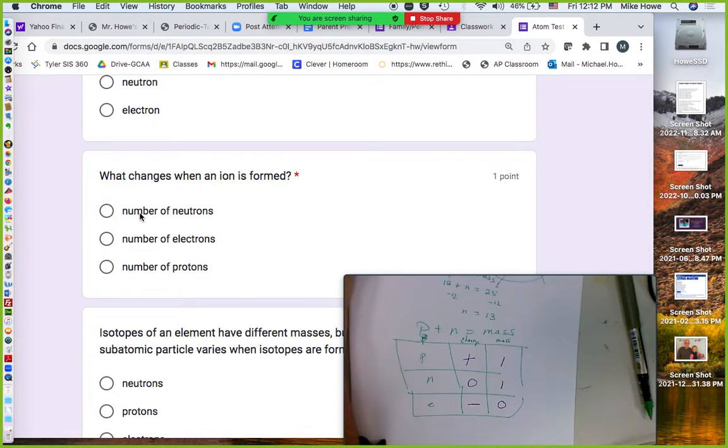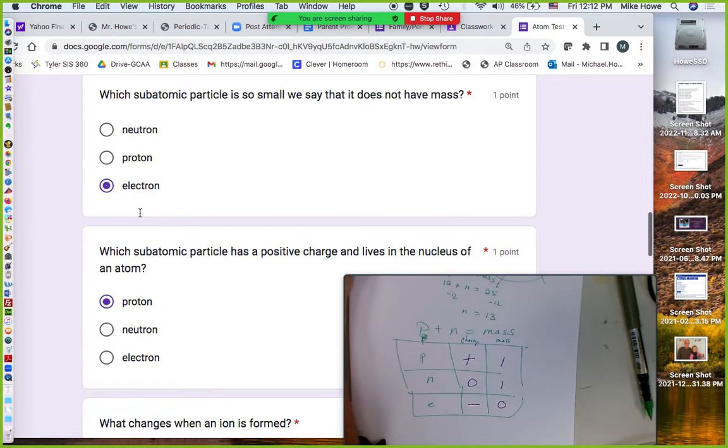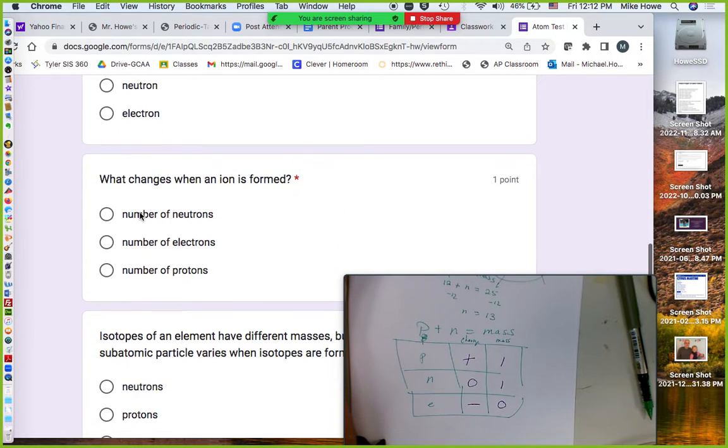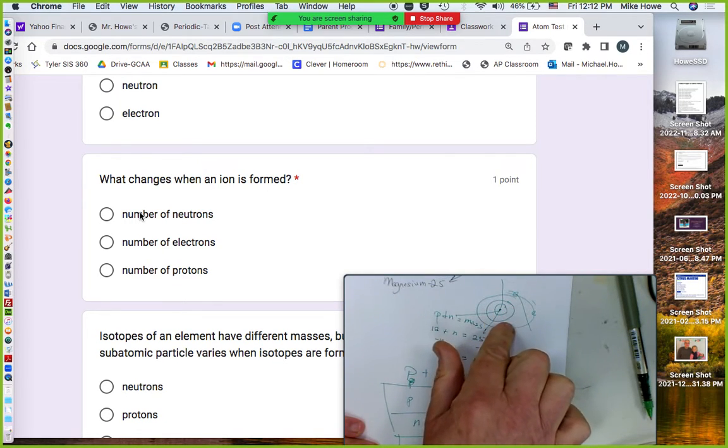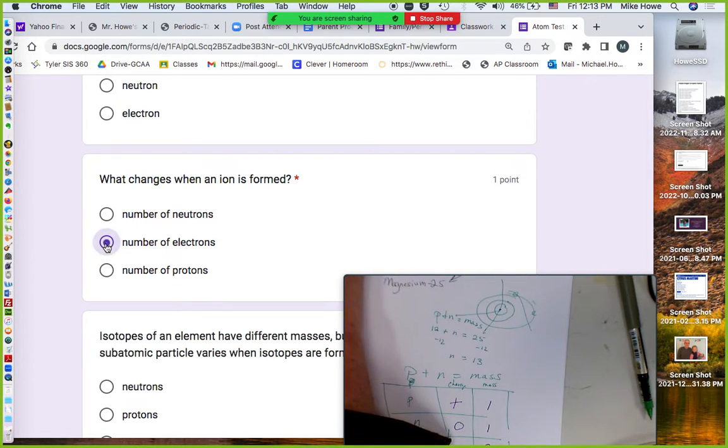What changes when an ion is formed? Now remember, an ion is a charged particle. So it forms by losing or gaining the outside of the atom. What's on the outside? It's electrons. So the number of electrons changes when you make an ion.